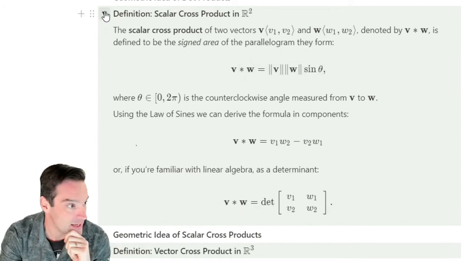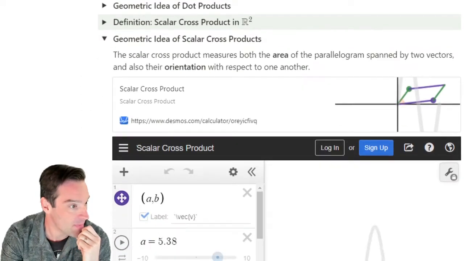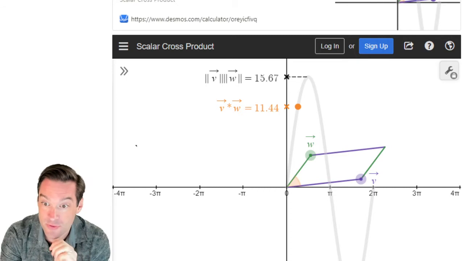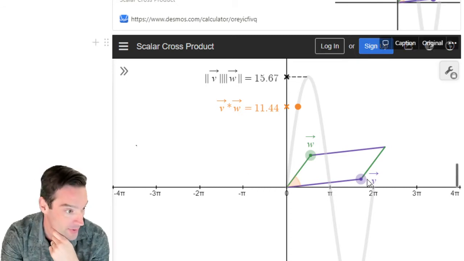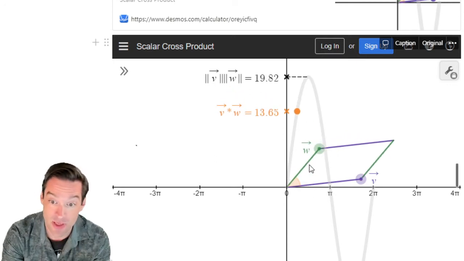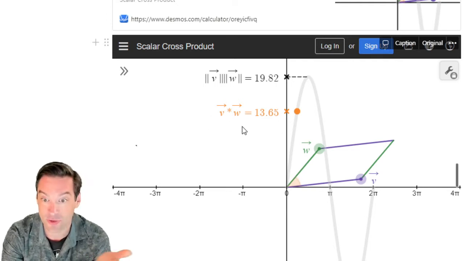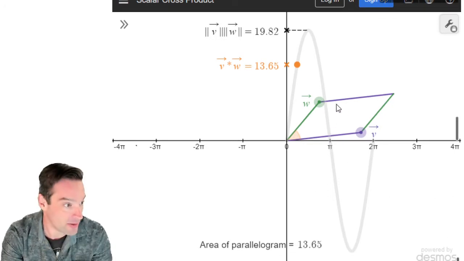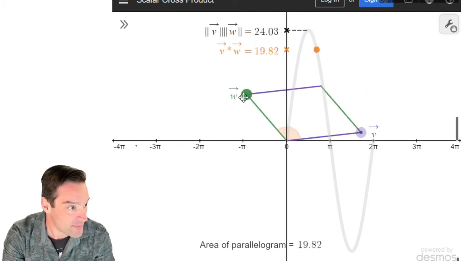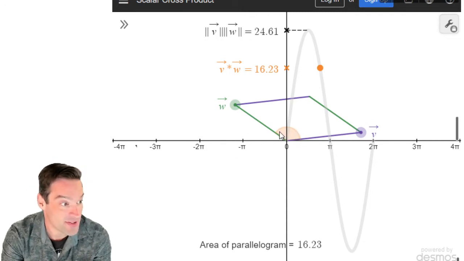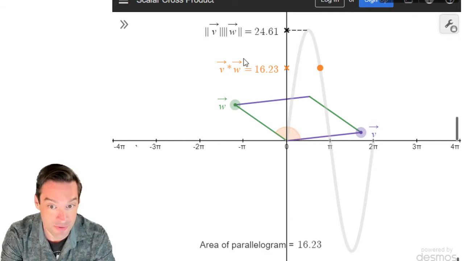So here's the geometric idea behind what this scalar cross product is measuring. It is measuring the area of the parallelogram that's spanned by V and W, but it is also giving us information about the orientation of that parallelogram. So in the case where the counterclockwise angle from V to W is an acute angle like this one, then we're going to get a scalar cross product that is just plain positive, right? And it coincides with the area of this parallelogram. And nothing really changes if I make that angle into an obtuse angle as well, right? This obtuse angle is still going to have a positive sine, and that gives our scalar cross product also a positive sign that coincides with the area of the parallelogram.